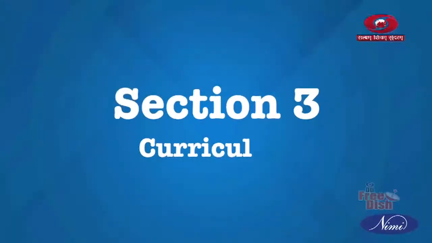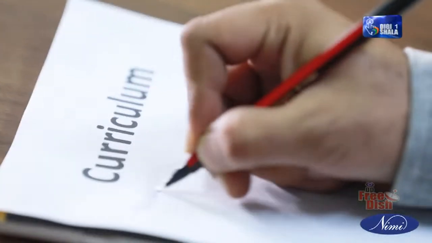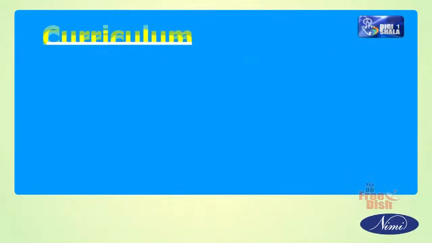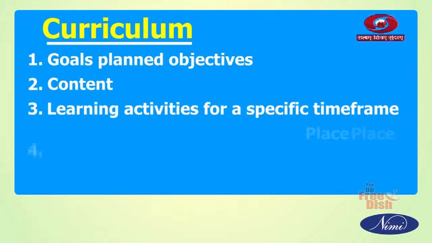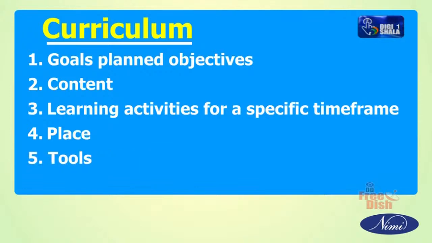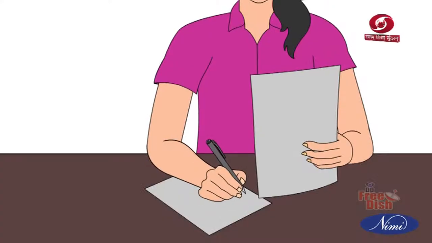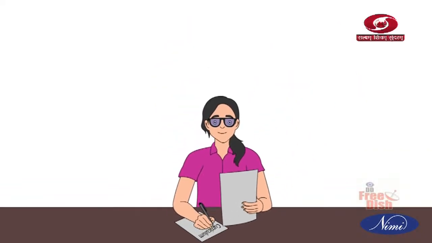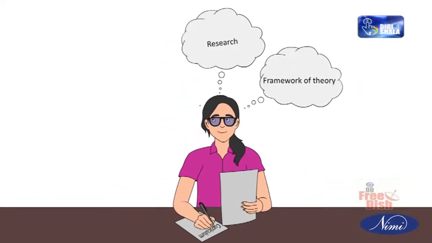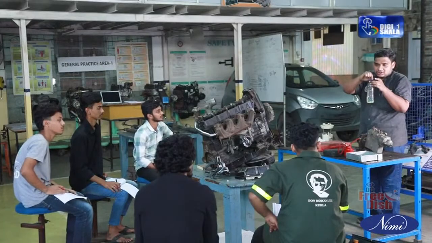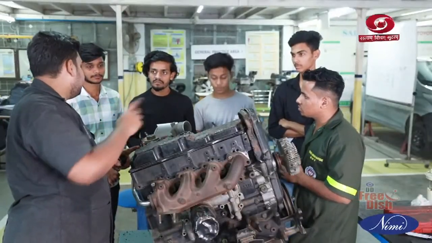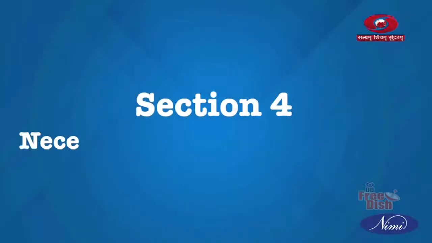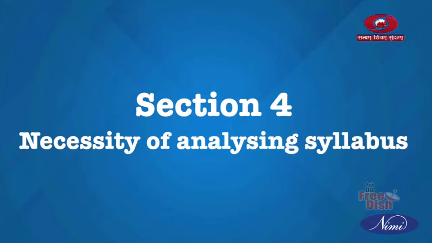Section 3. Curriculum. It is the course of study offered by the institution. It describes the goals planned, objectives, content, learning activities for a specific time frame, place, tools, and evaluation procedures. It is planned in terms of framework of theory and research or past and present professional practice. It covers all the activities and arrangements made by the institution throughout the academic year to facilitate the learners and the instruction.